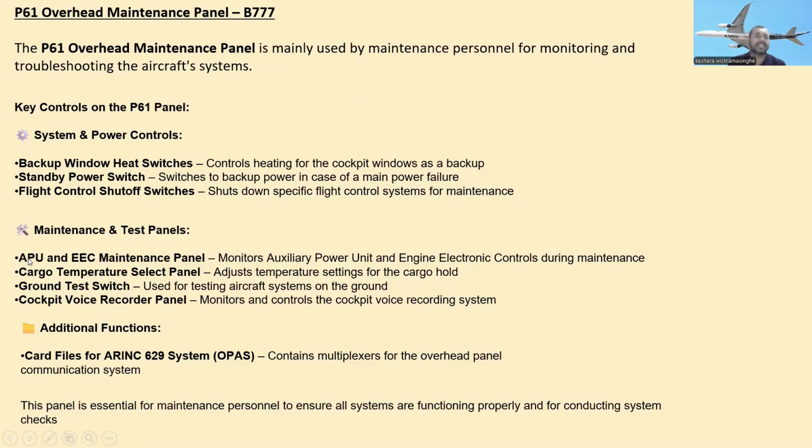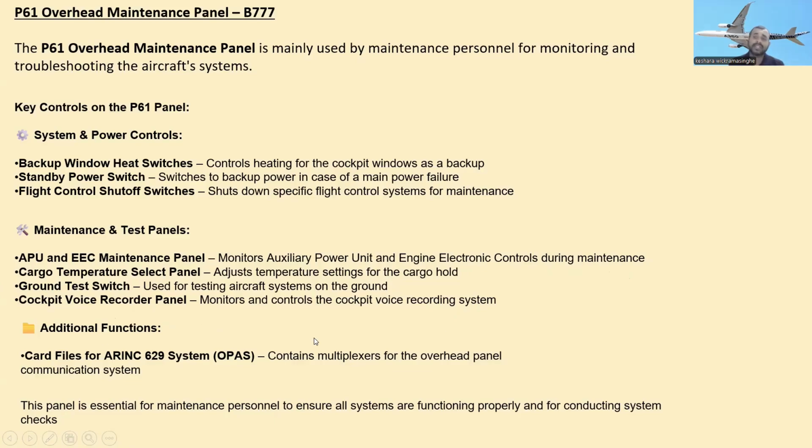Maintenance and test panels. The APU and ELEC maintenance panel monitors the auxiliary power unit and engine electronic controls during maintenance, and cargo temperature select panels adjust temperature settings for the cargo hold, and the ground test switch is used for testing aircraft systems on the ground, and the cockpit voice recorder panel monitors the controls and cockpit voice recorder system.